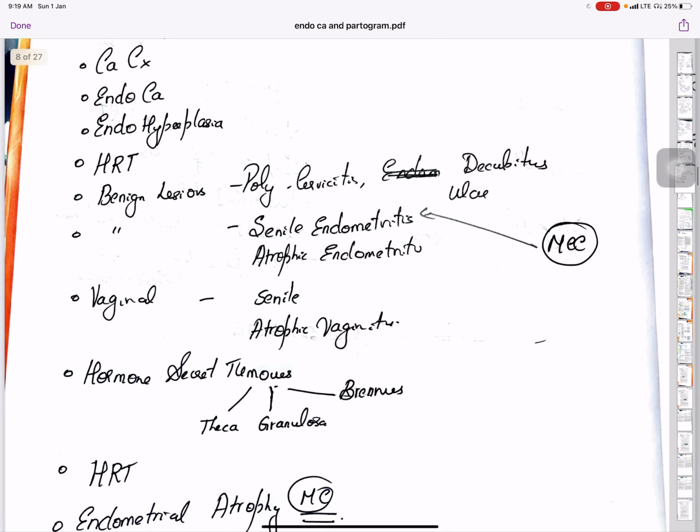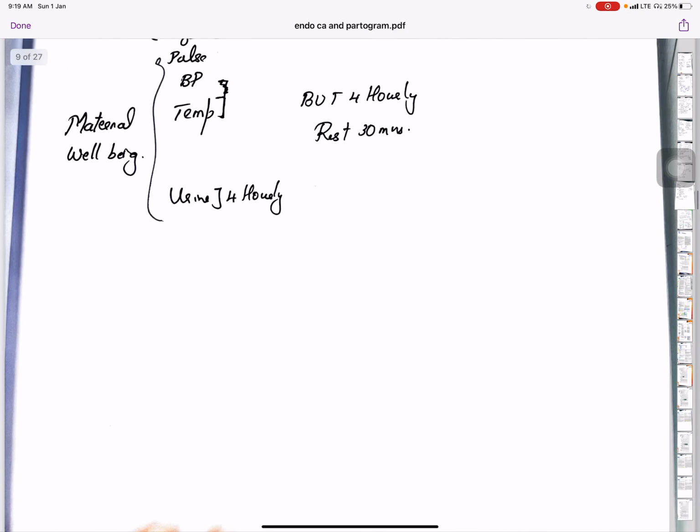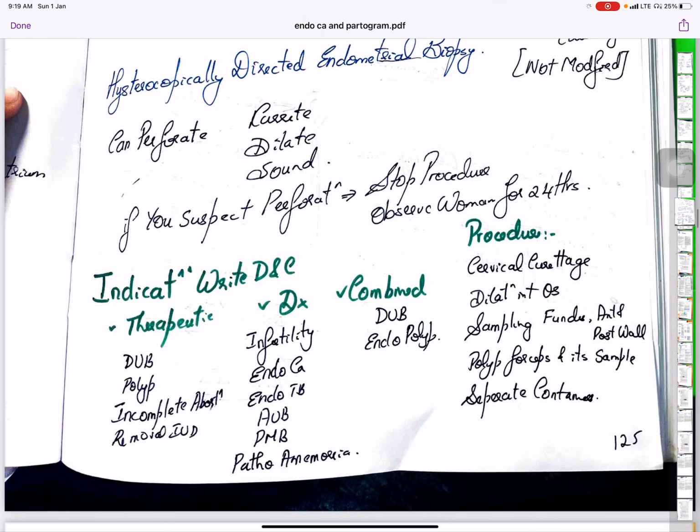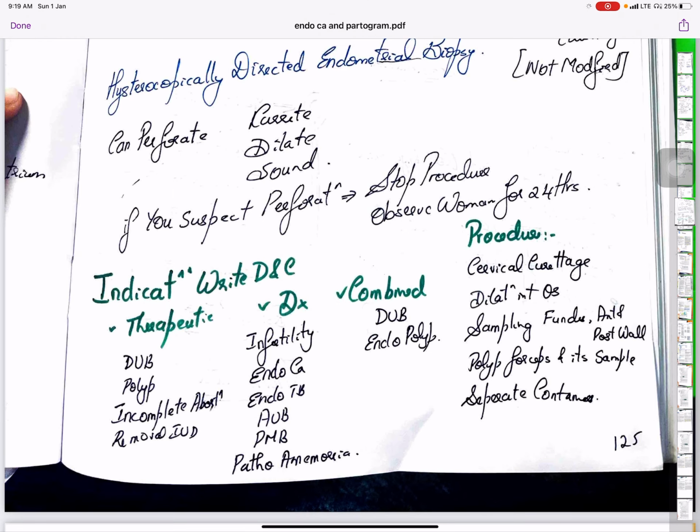Fractional curettage. Yeah, what is fractional curettage? Fractional curettage is where we do a pap smear, modified fractional curettage, pap smear, endometrial curettage, and cervical curettage. Okay. Now, what is the procedure of doing this? First, we do cervical curettage, then we do dilatation, and then we do endometrial curettage.